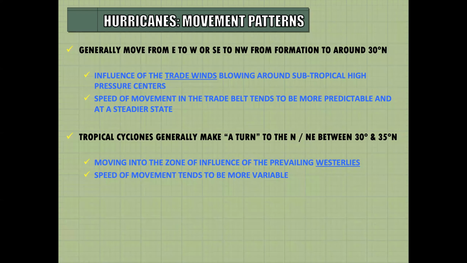These are the movement patterns of hurricanes. When they first form near the equator, they tend to move east to west along the trade winds. And then they make a turn to the north and to the northeast, right around the subtropical high pressure and into the westerlies. And that's when they affect our region.